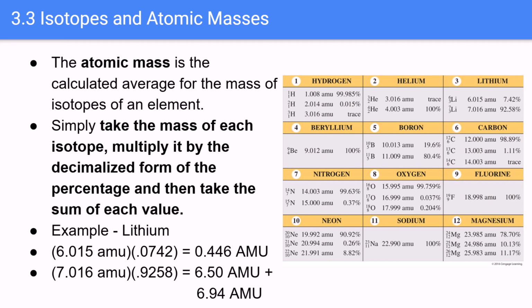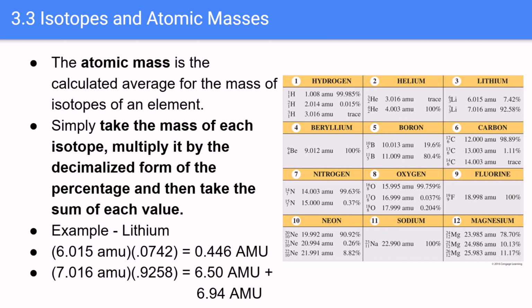Again, it's that decimalized number. So if I look at hydrogen, it's 1.008. If I look at lithium, it's 6.94. Beryllium, 9.012. All of those are weighted averages that you're going to find present on the periodic table. Now, how do I calculate that? It's based off of this information here. You simply take the mass of each isotope and multiply it by the decimalized form of the percentage, and then take the sum of those values.